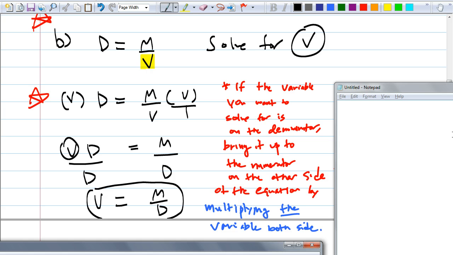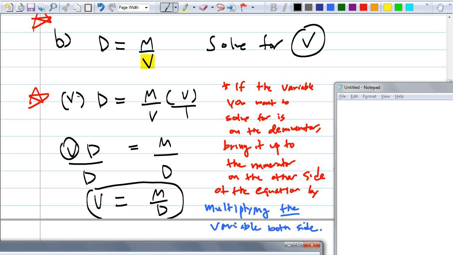So look, v was on the denominator. Like I said, it's very hard to solve for that variable if it's on the denominator. You have to bring it up to the numerator. How do you do that? Multiply both sides by that variable, v. Now, v is on the left side, right? Because on the right side it cancels out. And of course, you just have to solve for v. Any questions?